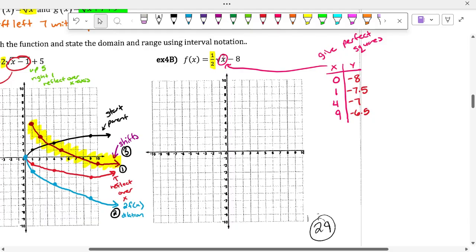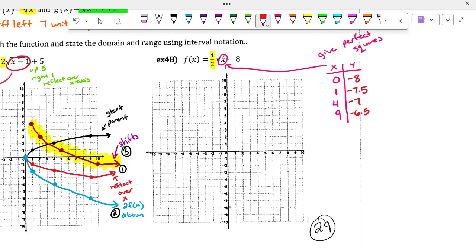So this one would just be kind of a baby graph. So I have 0, negative 8, 1, negative 7.5, 4, negative 7, and 9, negative 6.5. So that's my graph.